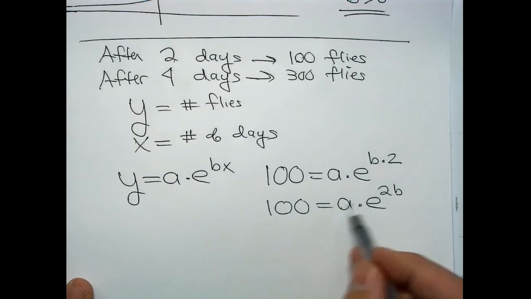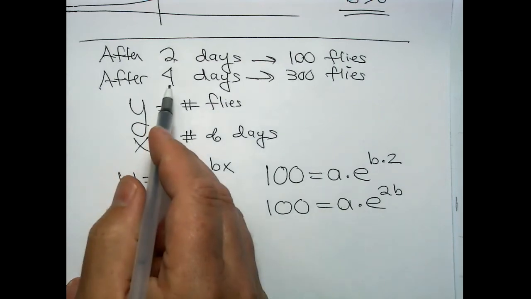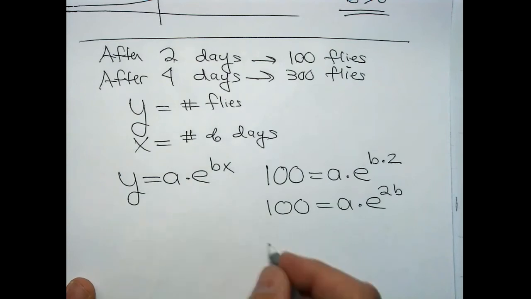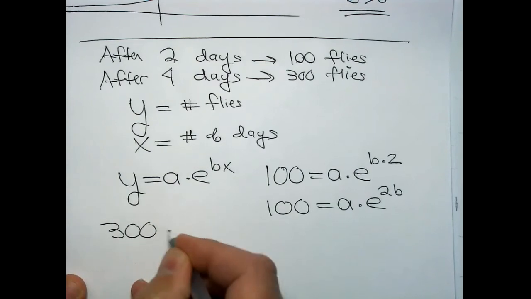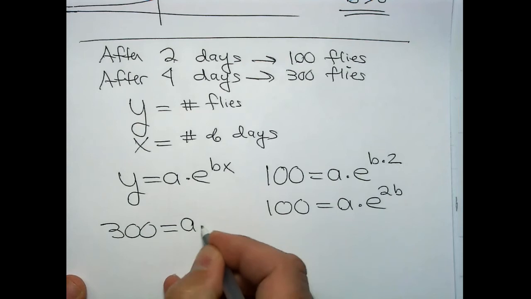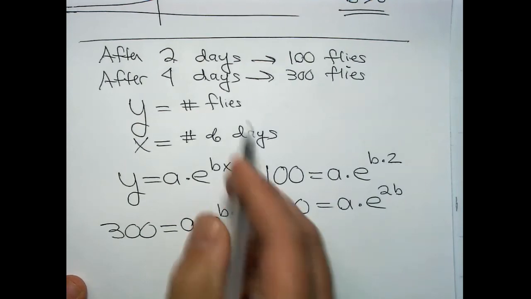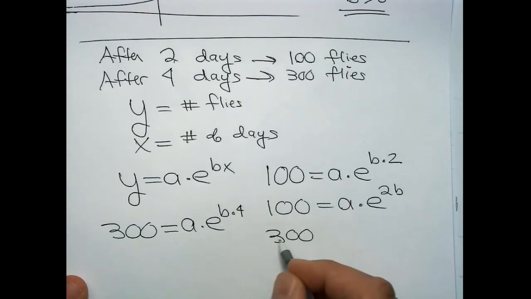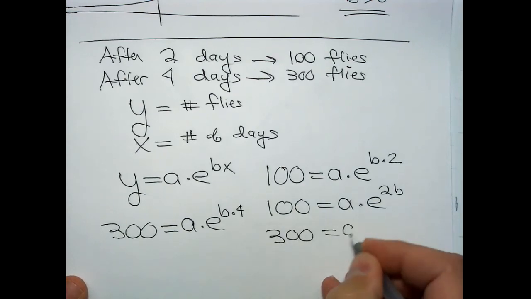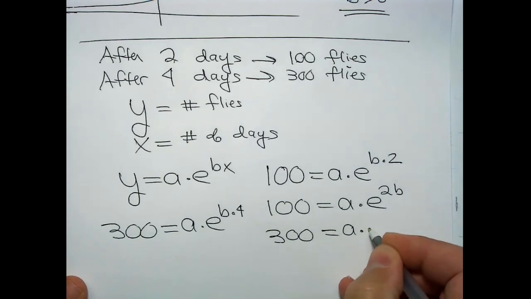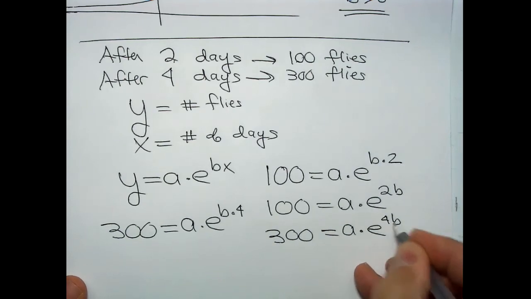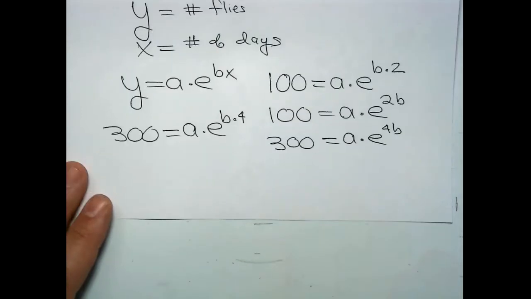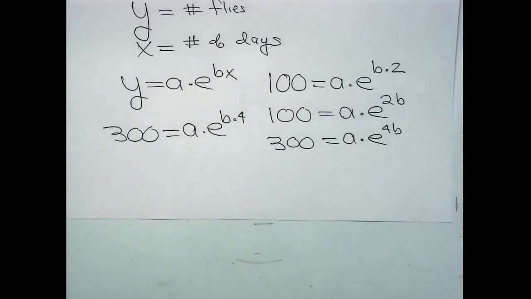Still no help here on figuring out A and B. Later on, 4 days, we get 300 flies, so that would be over here. 300 is my y. A is still unknown. B is still unknown, but that's after 4 days. So another equation we could potentially have is 300 is equal to A multiplied by e to the 4b. Well, 2 equations is adequate to determine 2 unknowns. And I think that's probably the best approach here.